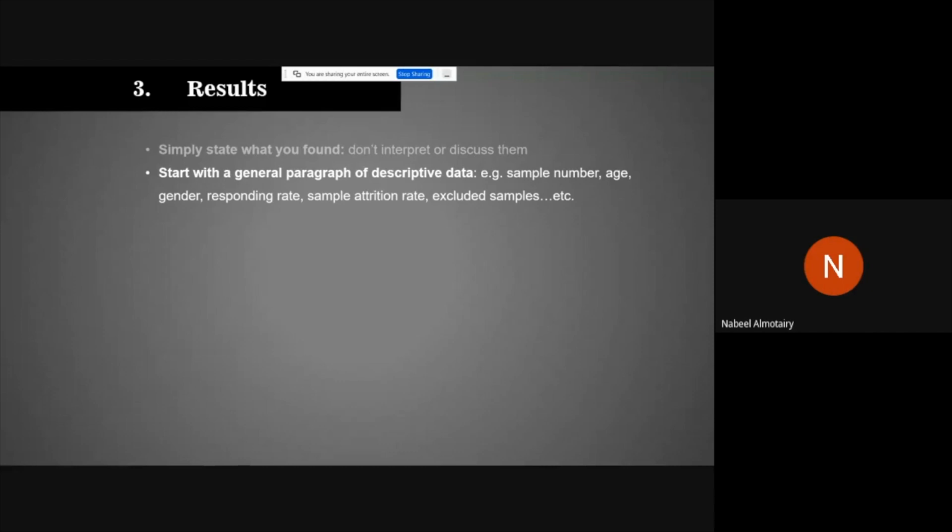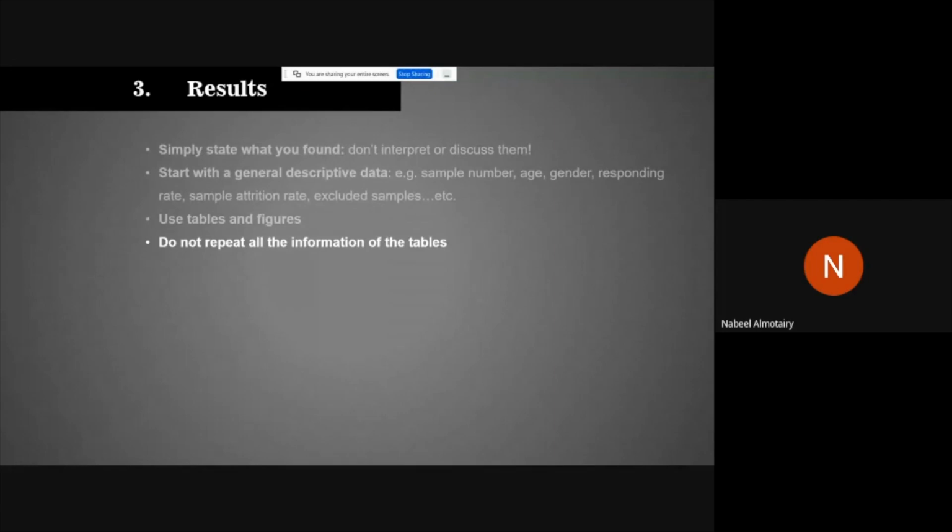And in the results section, I think most researchers usually start by having a descriptive paragraph about the sample number, or maybe the attrition rate, or the gender of the sample, for example. And then you move on by writing the results that you have obtained in your study. And also you could use some tables and figures. It's important that you don't repeat all the information that you have in the tables in the text. And it's also important that you report the most relevant results.